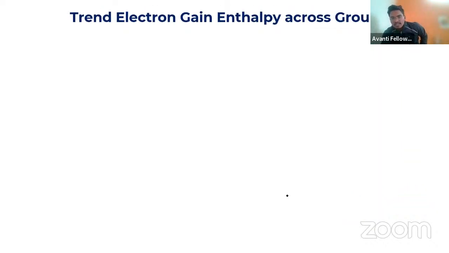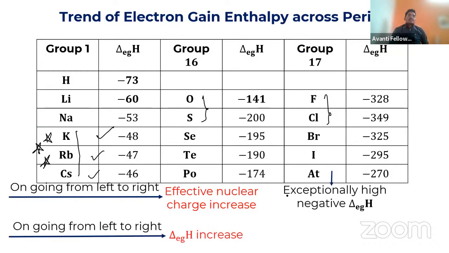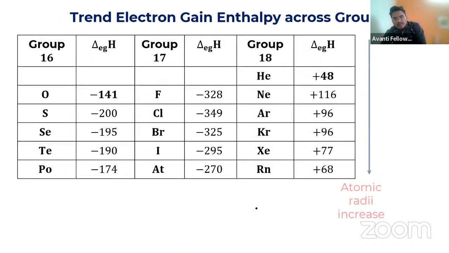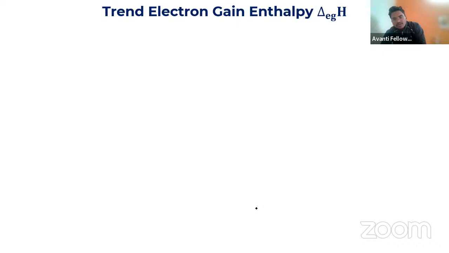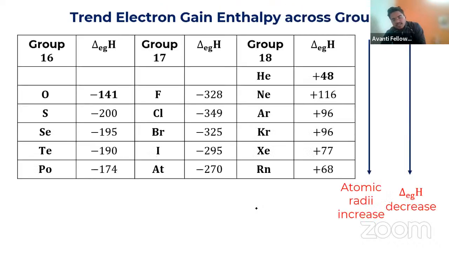the ionization enthalpy. Going from left to right, effective nuclear charge increases, so electron affinity increases. Simultaneously, electron affinity increases as the effective nuclear charge increases. Exceptionally high negative enthalpy for the halogen elements because of the higher size. Now we can clearly say down the group electron affinity is the same as ionization energy.